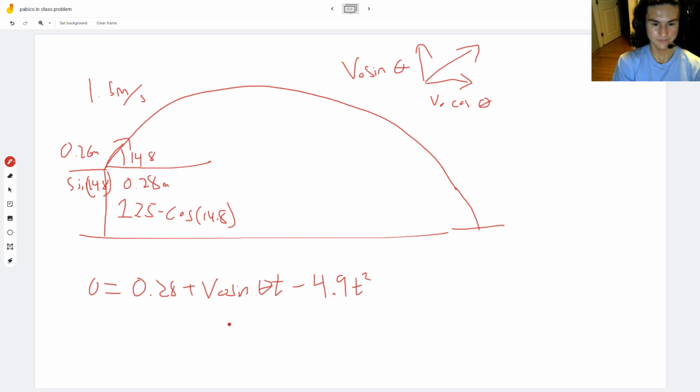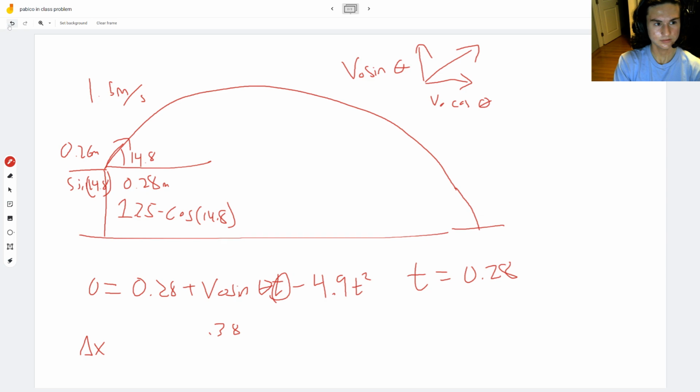So now that we know all these values, what I'm going to do is figure out what V0 sine theta is. V0 sine theta is 0.38. I'll just say that. We plug it into the quadratic formula, negative 4.9, 0.38, and 0.28. So for our value of time, we're going to get t equals 0.28.